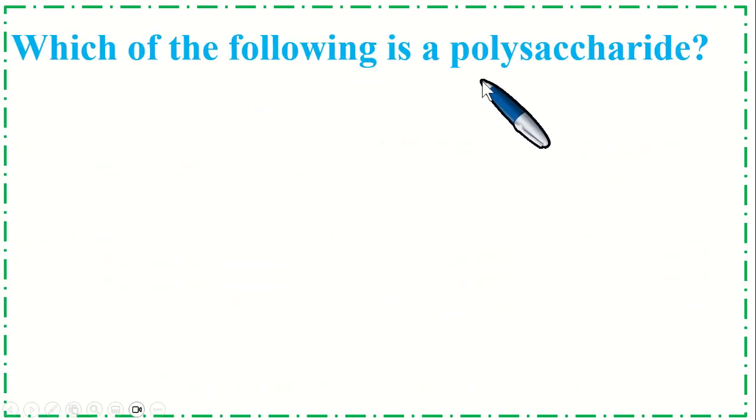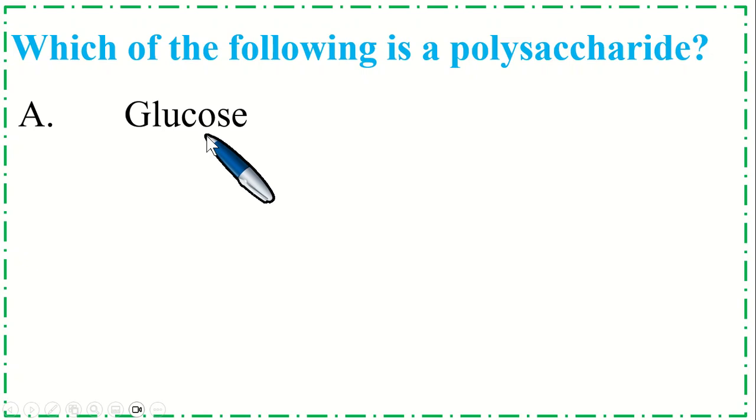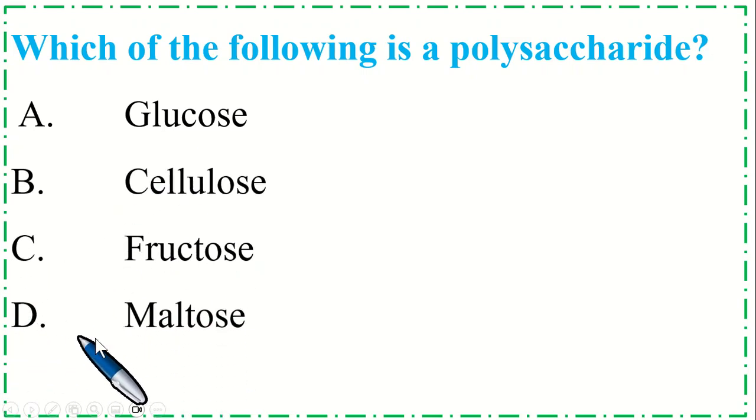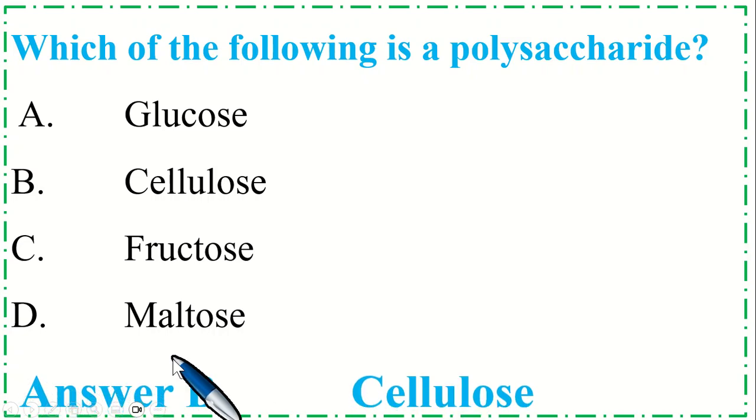Which of the following is a polysaccharide? Option A, glucose, B, cellulose, C, fructose, and option D, maltose. So the correct option is B, cellulose.